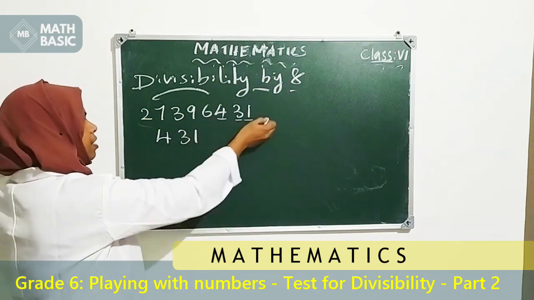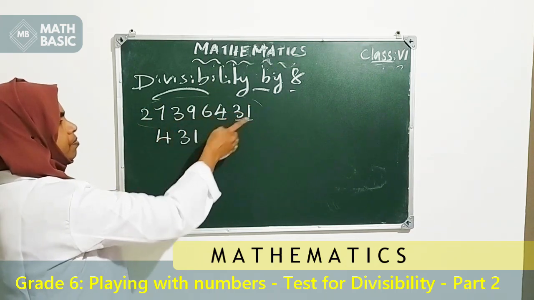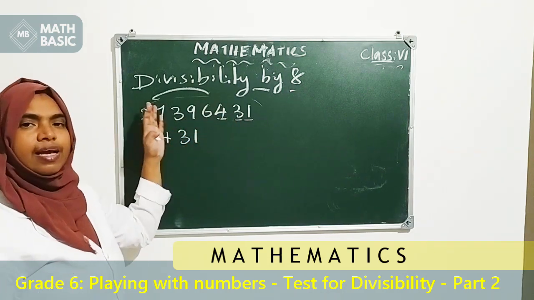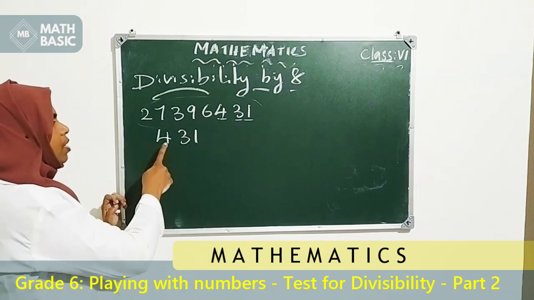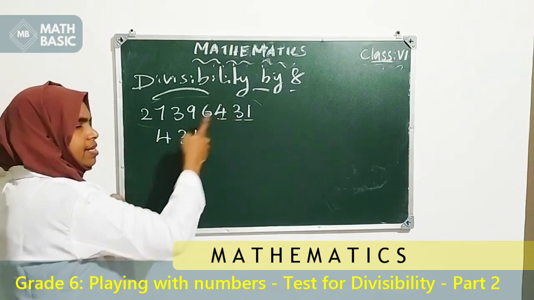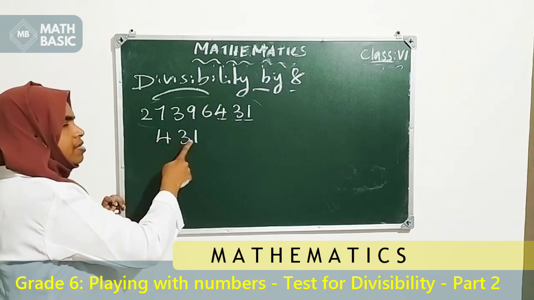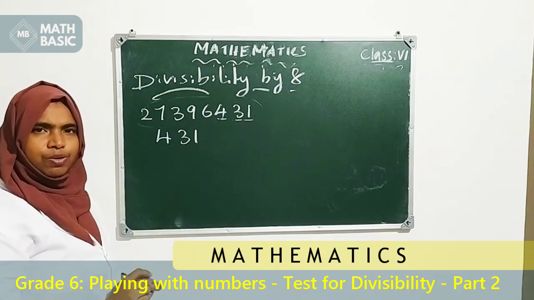No need of taking the whole number. This is an 8-digit number, but no need of taking it together. Only take the last 3 digits, that is the ones, tens, hundreds place number: 431. Check whether it is divisible by 8 or not.